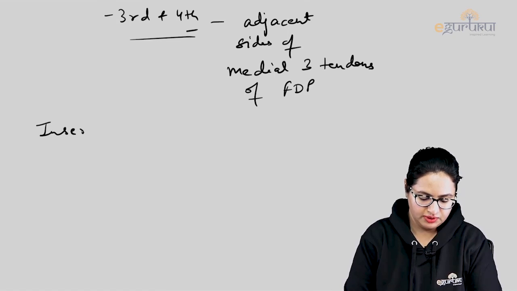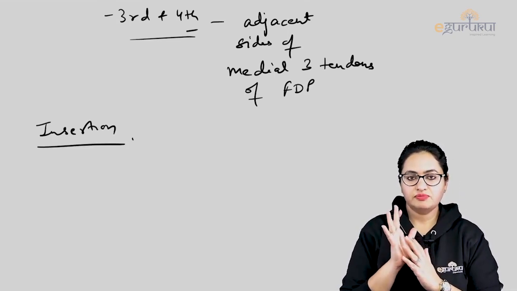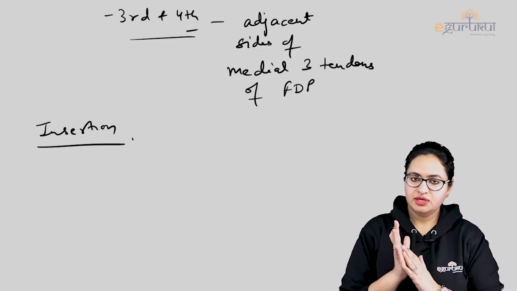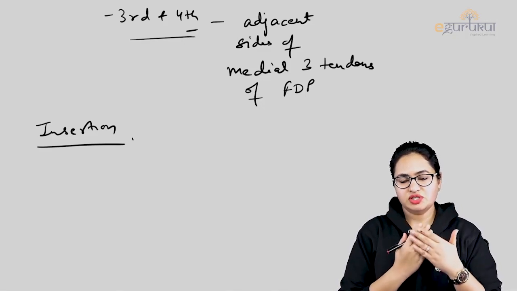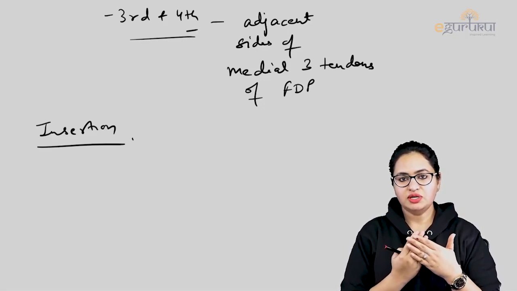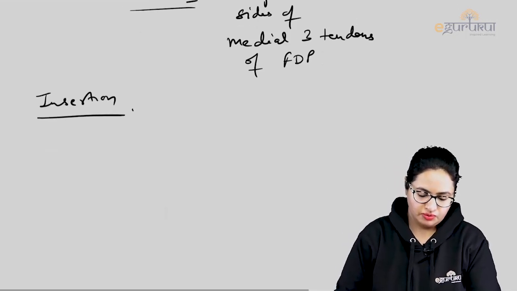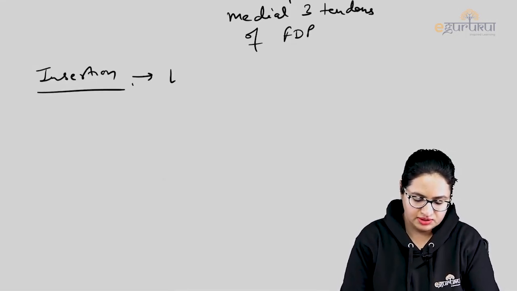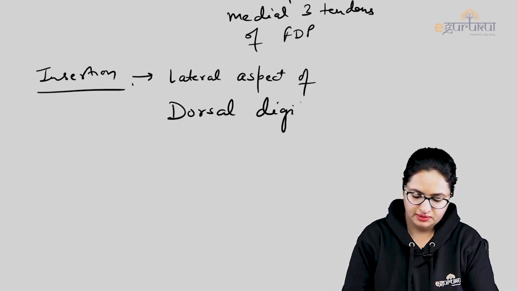And when we talk about the insertion of this muscle, it crosses the metacarpophalangeal joints, goes slightly backwards, and is inserted into the dorsal digital expansion which is present on the dorsum of the digits over here. It is inserted to the lateral aspect of this dorsal digital expansion.